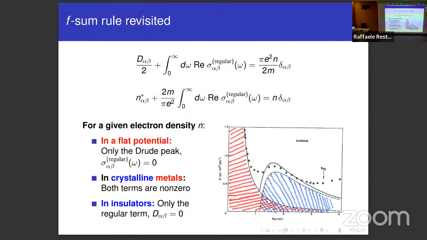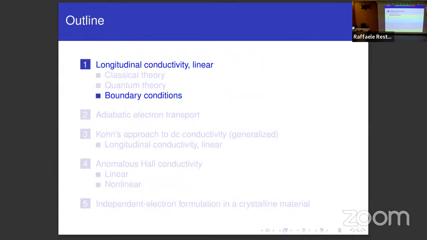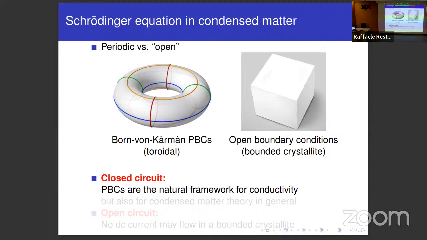Now, boundary conditions. When you solve the Schrödinger equation, you also have to decide which boundary condition to use. Thermodynamics tells you that the results do not depend on boundary conditions in the thermodynamic limit, if the system is very large. The two typical boundary conditions: one is a bounded crystallite, so it's a finite system, with the wave function going to zero outside. And the other one, which is the one typical of condensed matter physics, is the Born-von Kármán periodic boundary condition, toroidal.